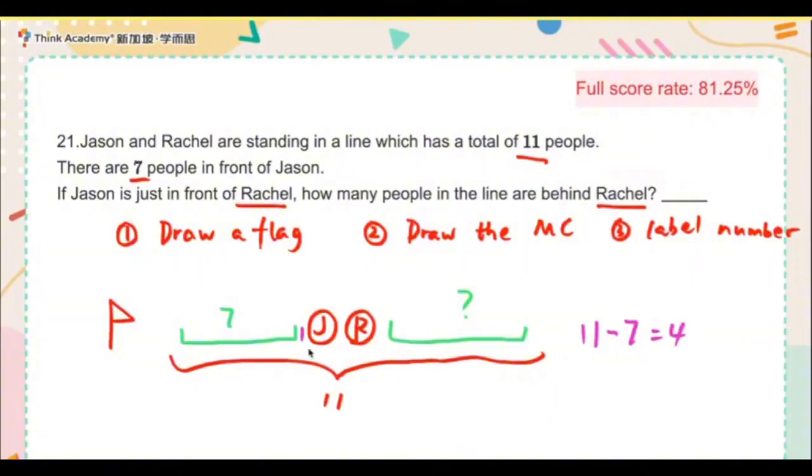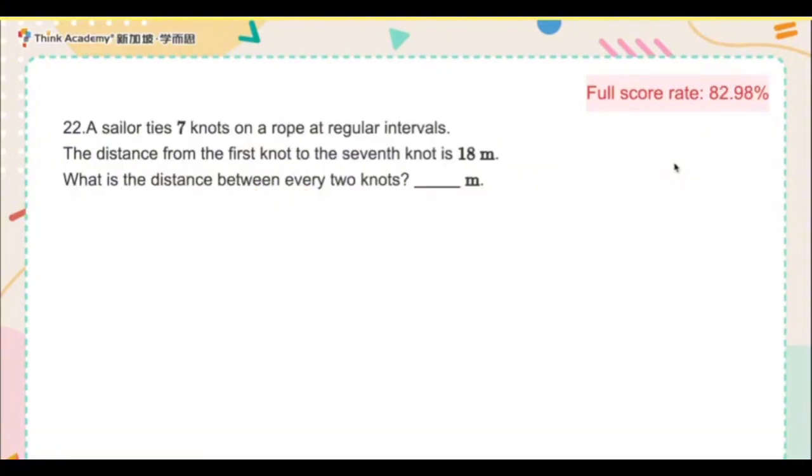No, because don't forget that Jason and Rachel are not counted. So we need to minus another 2. Then we will see there are 2 people behind Rachel. So this is how we get the answer. Okay, everyone. Then this time, let's move on to question 22.